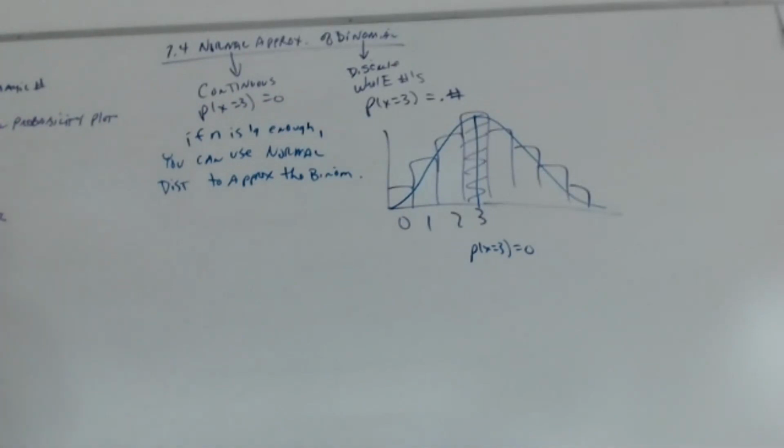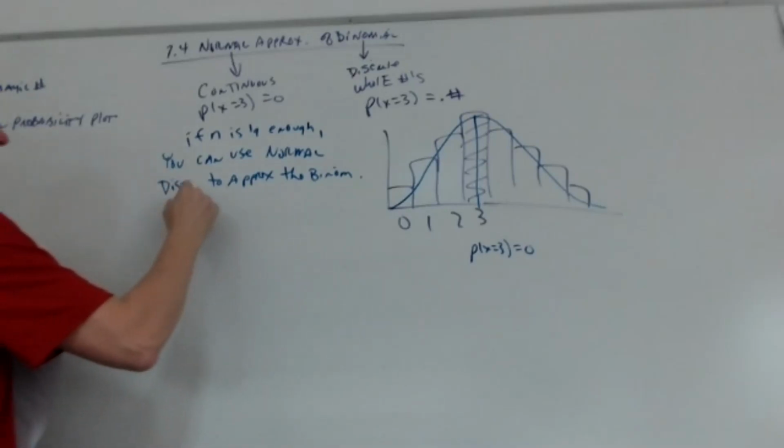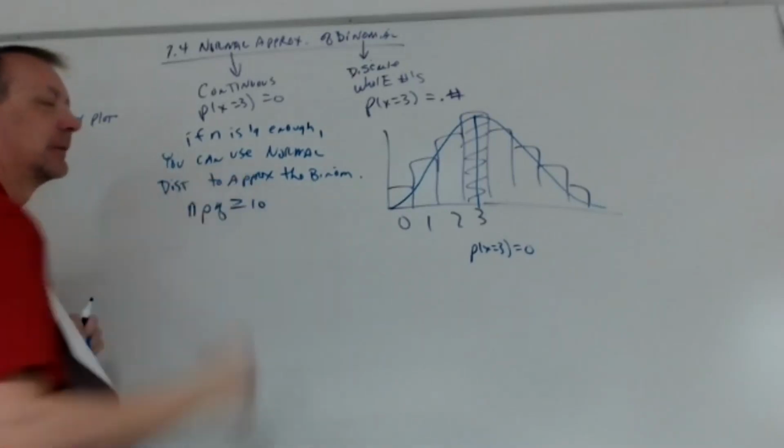Okay, how large is large enough? I just told you guys, it's bigger than 10, right? So this rule here: your npq must be greater than or equal to 10.